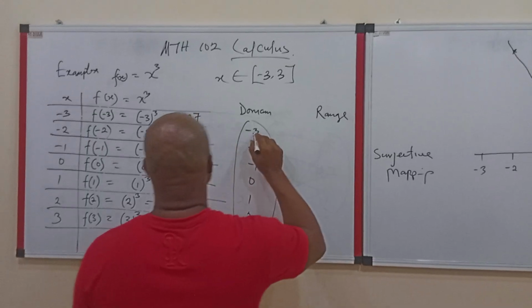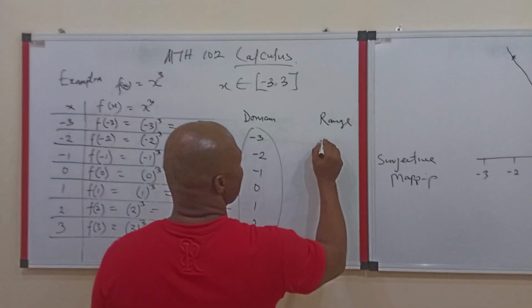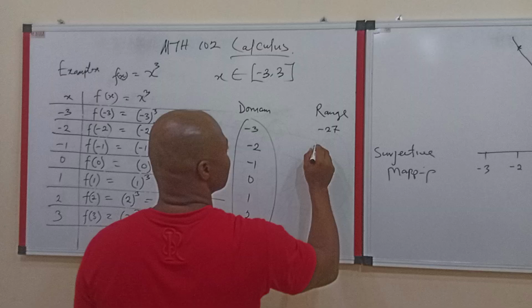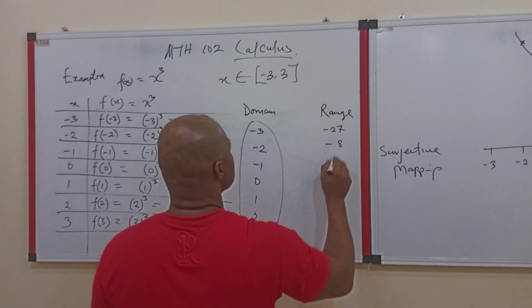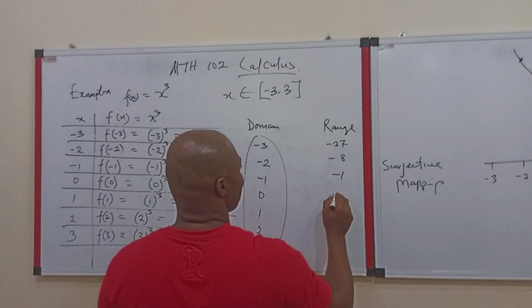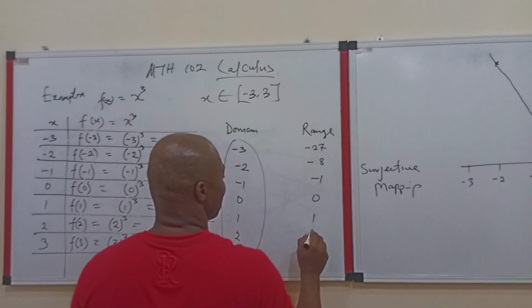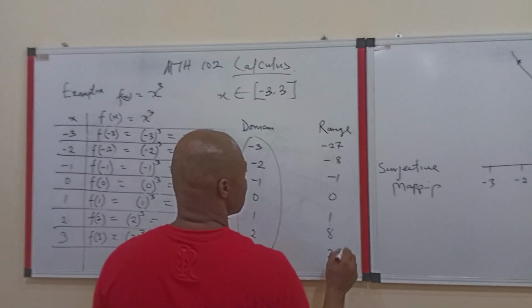Now the range, after we put these x values, the first one is minus 27. The other one is minus 8. The other one is minus 1. The other one is 0. The other one is 1. The other one is 8. The other one is 27.